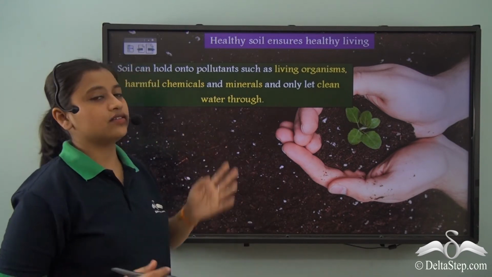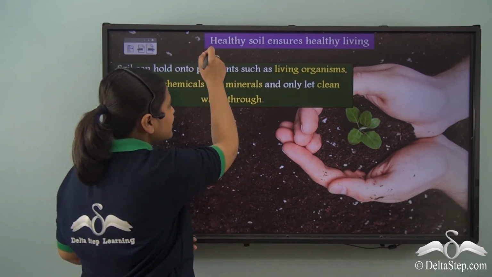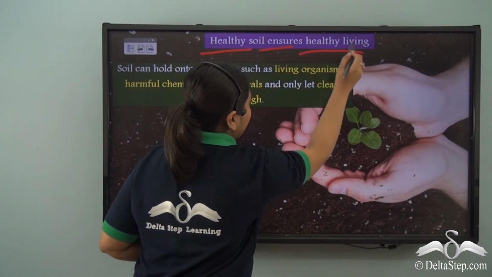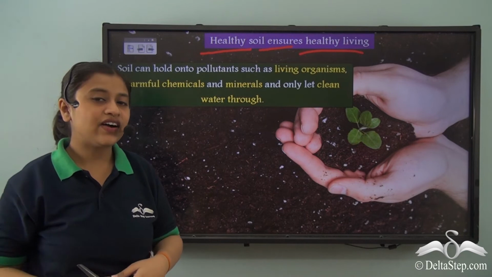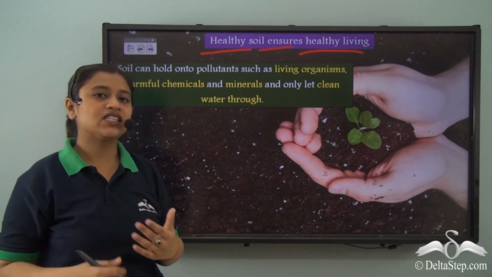So what do you see here? The heading reads, healthy soil ensures healthy living, right? We will justify this particular statement as we go on.